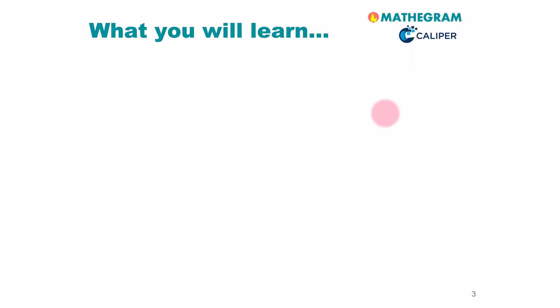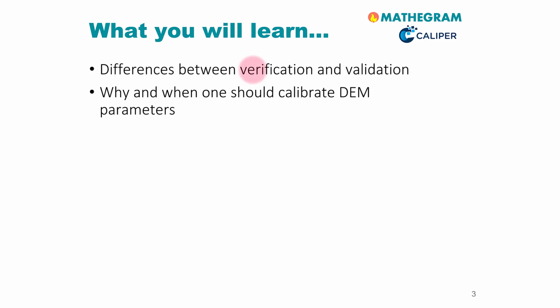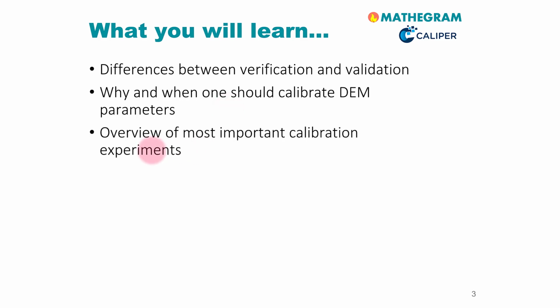As always, we're going to start with what you will learn in this unit. First, we would like to highlight the differences between verification and validation. The reason is that these two terms are often confused. Second, we would like to answer the questions why and when one should calibrate the DEM parameter set. Next, we're going to provide an overview of the most important calibration experiments, and we will finish these units by the methods used for practical calibration tasks.